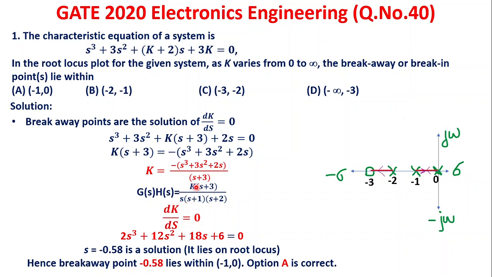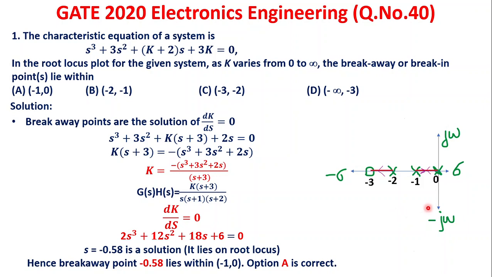So dk by ds equal to 0, I am finding out. I differentiate this expression k with respect to s once and equate to 0. So this is the u by v rule. If we apply the u by v rule, that is v du minus u dv divided by v square, that we have to do. If we equate that to 0, we will get this. Here we may get 3 roots. s equal to minus 0.58 is one root.